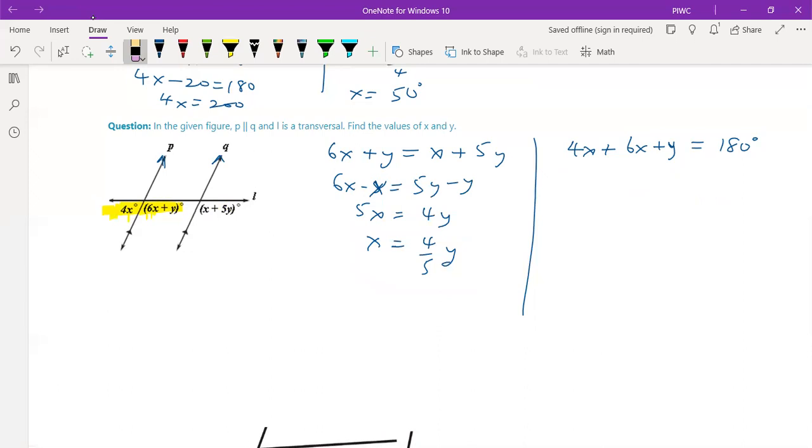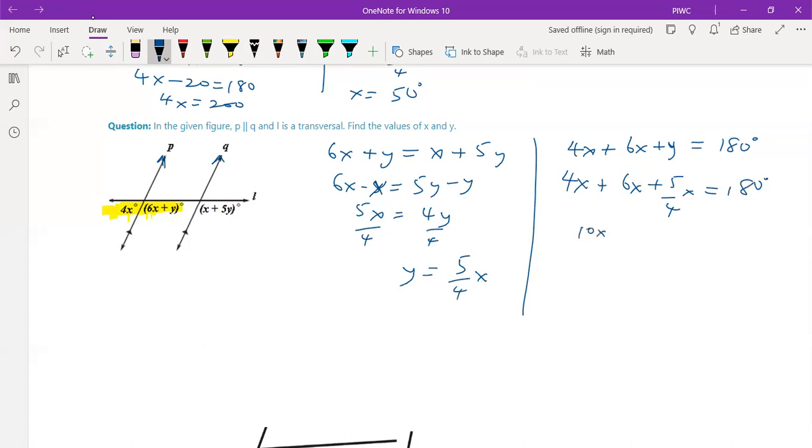So instead of solving for x, let's get y by itself. I'll divide by 4 on both sides, so that I'll have y is equal to 5/4x, right? And then substitute that in this. So 4x plus the 6x plus 5/4x should be equal to 180 degrees. If I combine this, I have 10x plus 5/4x is equal to 180 degrees.